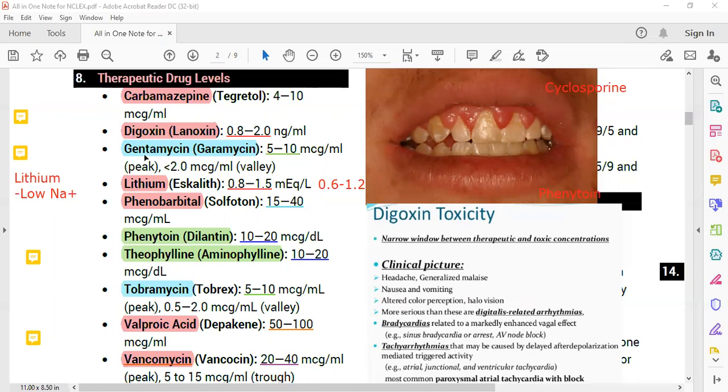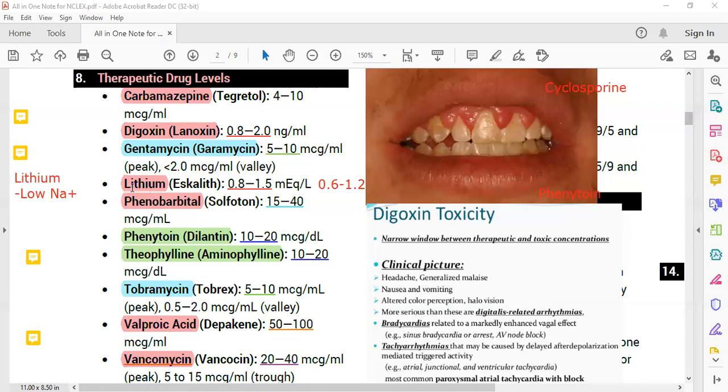Second medication here, gentamicin, it is an antibiotic. The therapeutic index is 5 to 10. Another medication is tobramycin, same antibiotic, aminoglycoside group drug, 5 to 10 micrograms per dL, same number.